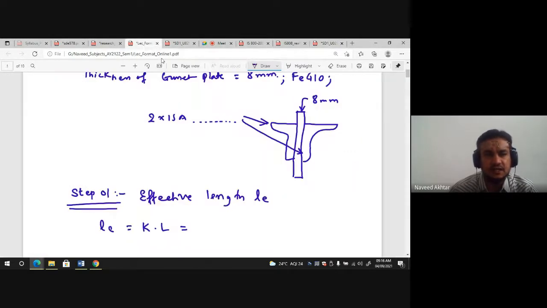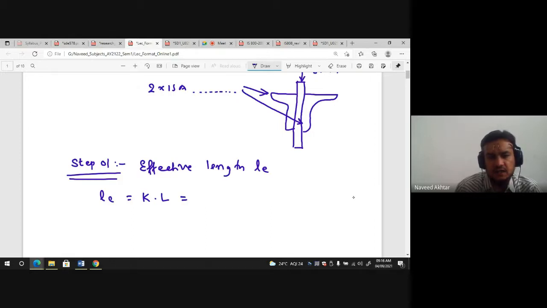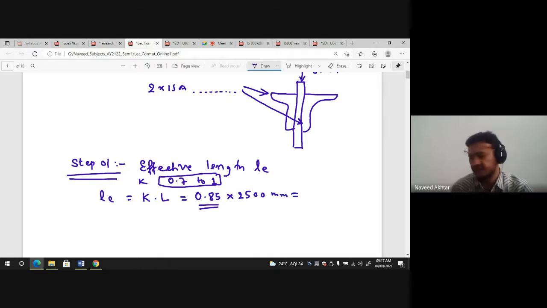So we'll take here the k value, 0.85, in between 0.7 to 1 L. So in between this k value 0.7 to 1, we have chosen 0.85 into L, which is 2500 mm. So it will give us the effective length of our section. So if you find out the effective length, 2500 into 0.85, it is around 2125 mm is the effective length of our this continuous double angle section.